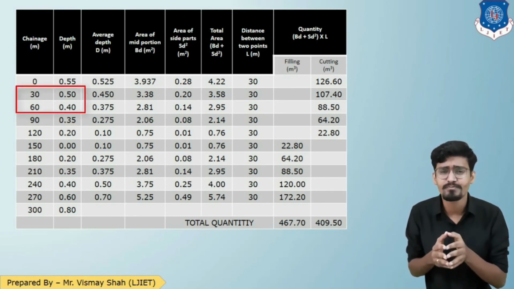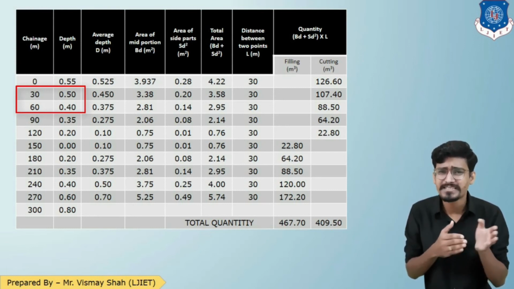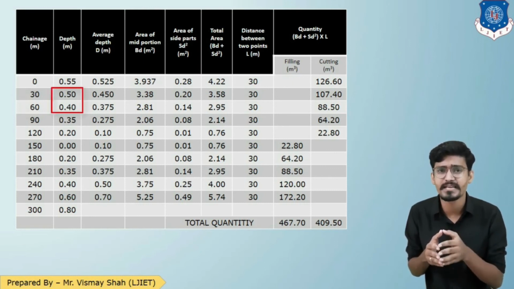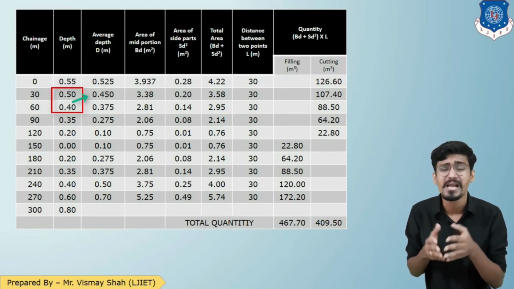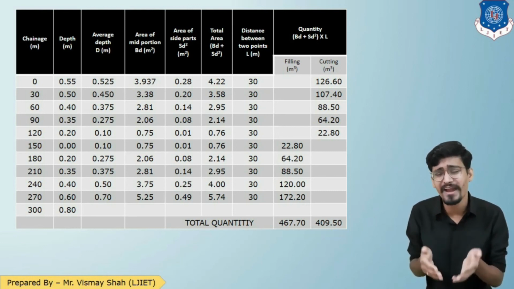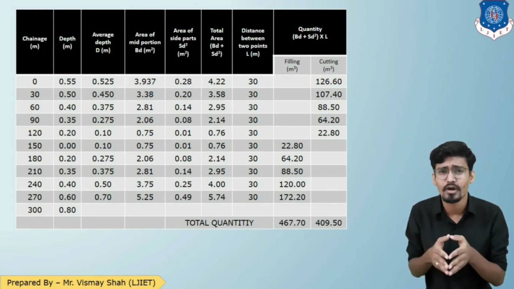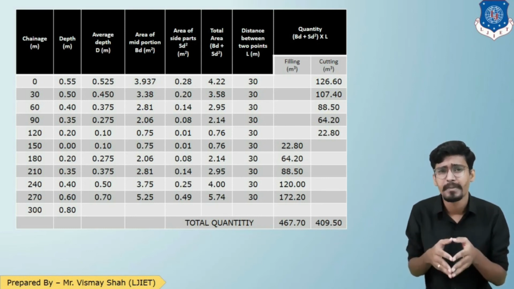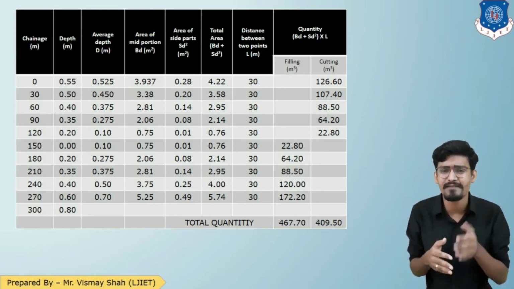Again, let us see for chainage 30. Here the depth is 0.50. For chainage 60, the depth is 0.40. So taking the average, 0.40 plus 0.50 divided by 2, that is 0.45. Now BD plus SD square, again the difference between 2 points is 30. So we'll get the quantity as 107.40 cubic meter. So this is how you are going to calculate for each and every point.